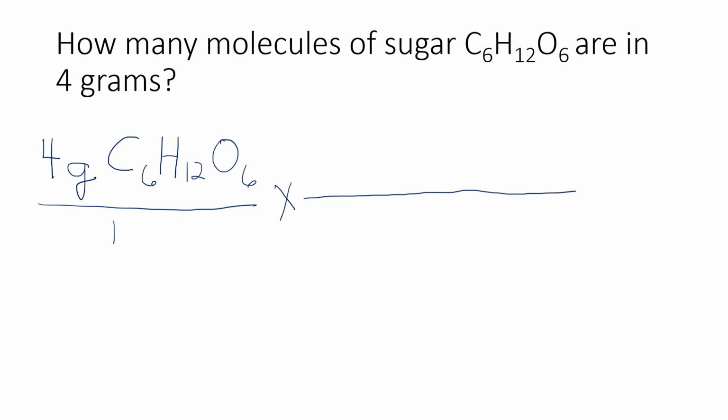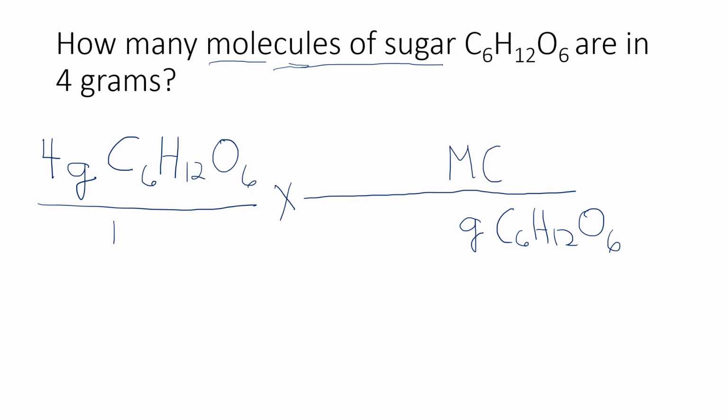Now, on the bottom of the conversion factor, we need to match the unit and the chemical that we were just given. So we can write grams of C6H12O6. In the top, we want to write the unit and the chemical that we're looking for. We are looking for molecules of sugar. And so up top, I'm going to write MC, which is the Patterson abbreviation for molecules. It's not a standard one because there isn't a standard abbreviation for molecules. So I've got molecules of C6H12O6.